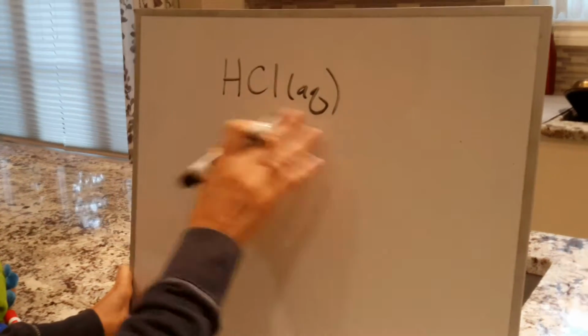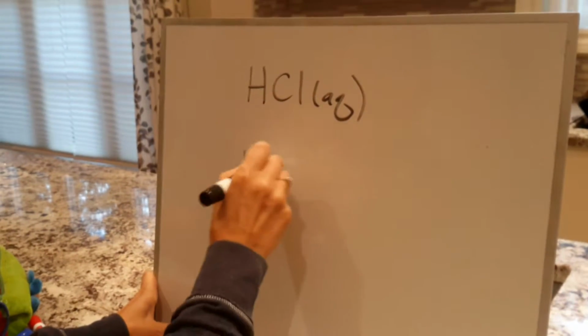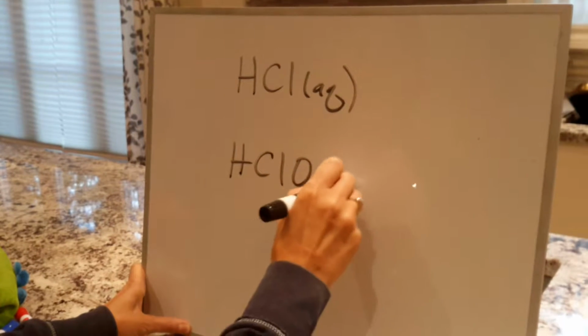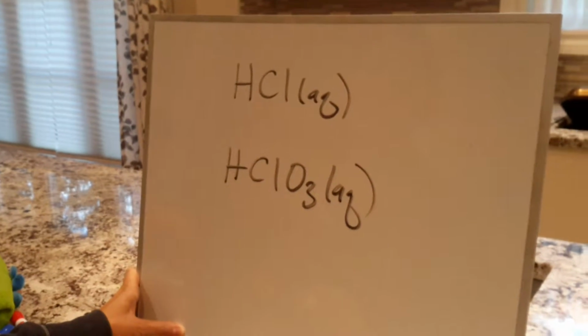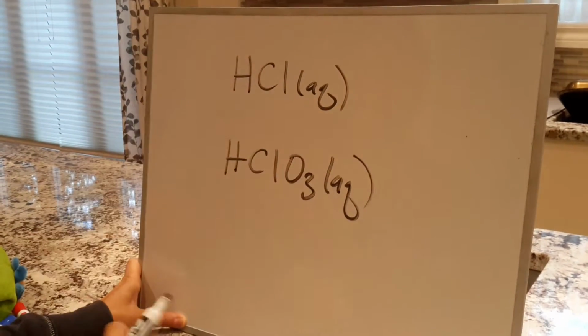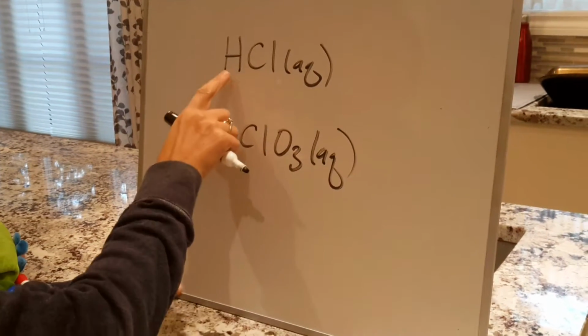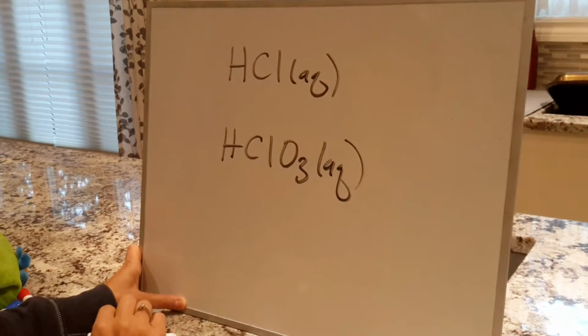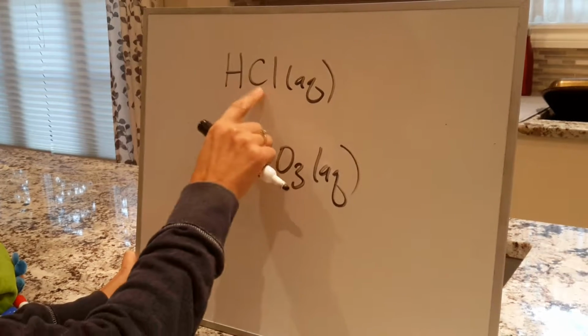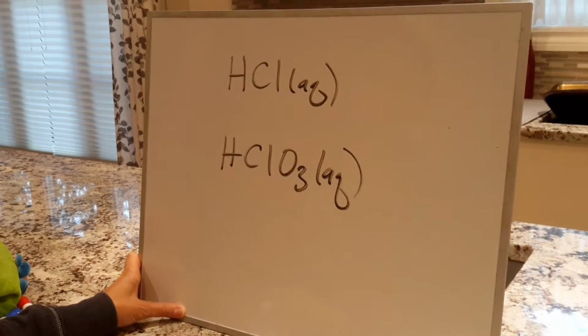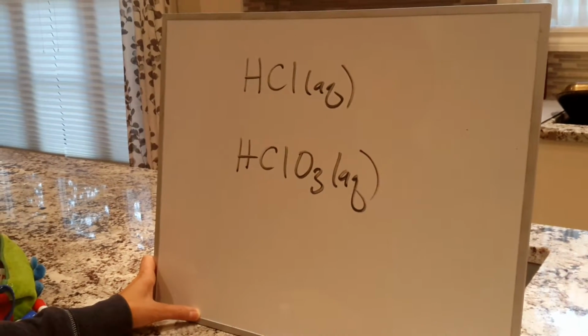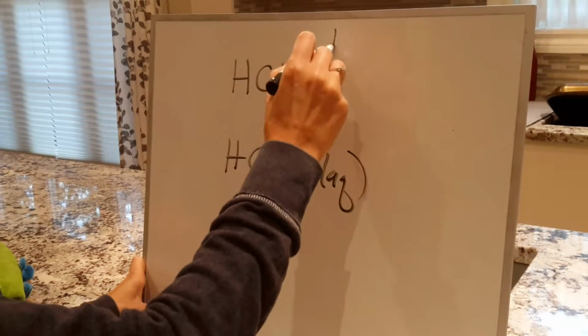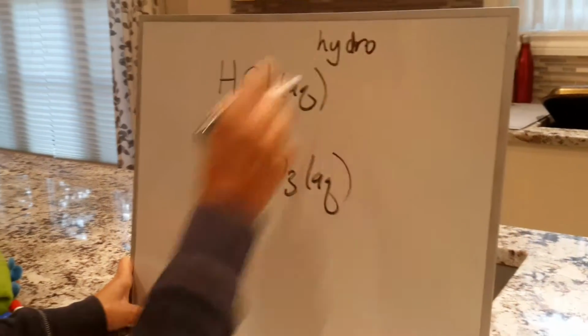So here we have HCl(aq) and here we have HClO3(aq). This acid, HCl, is a binary acid because there are two elements only: hydrogen, because to be an acid you need hydrogen, and another element, which is a nonmetal. When we're naming a binary acid, you always start with the prefix hydro.